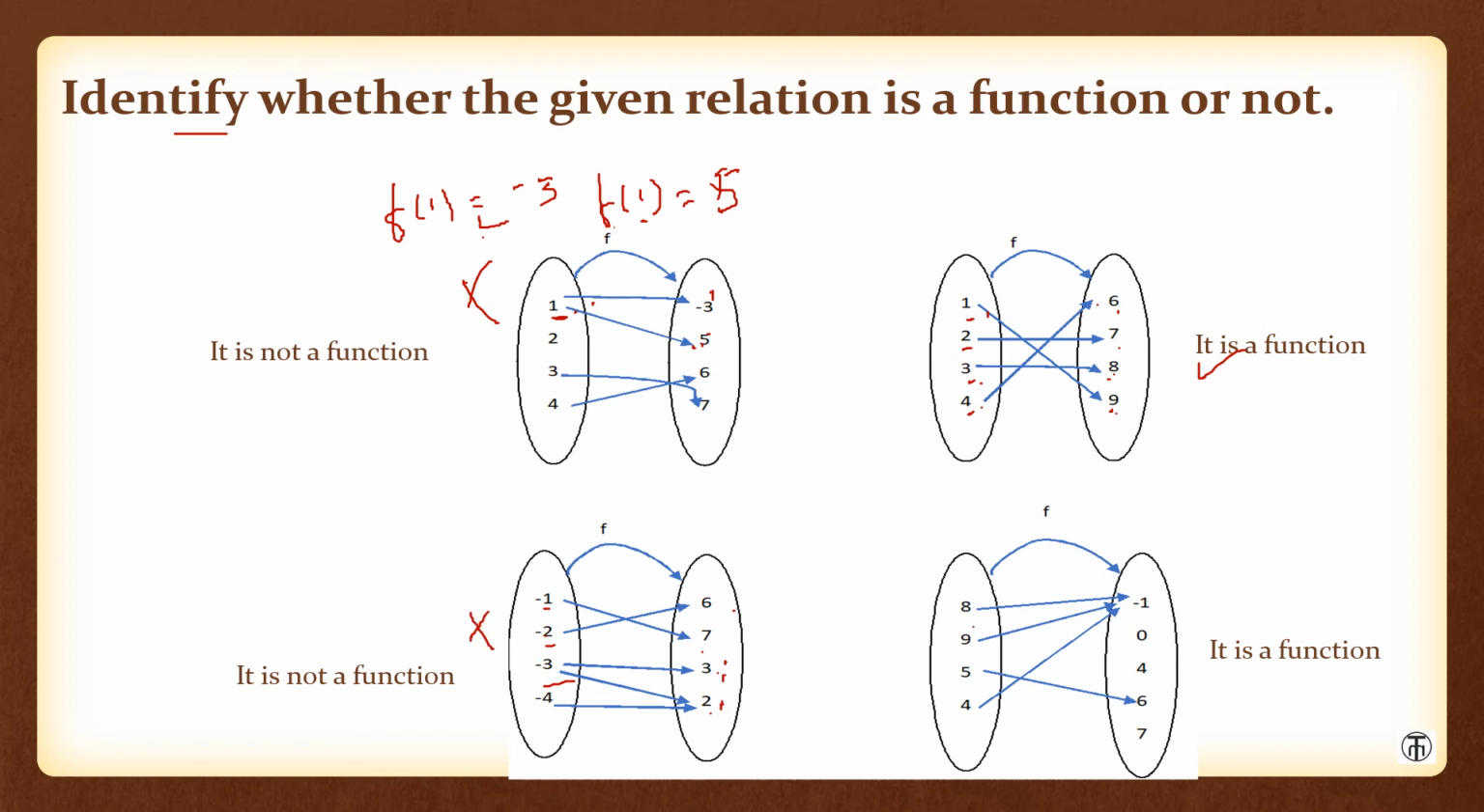Next, f of 8 equals -1, f of -9 equals -1, f of 5 equals +6, f of 4 equals -1. It is possible because f of 8 is -1 and f of 9 is -1. So we can have the same range for different domain elements, but we cannot have different ranges for the same domain element. So this is a function.